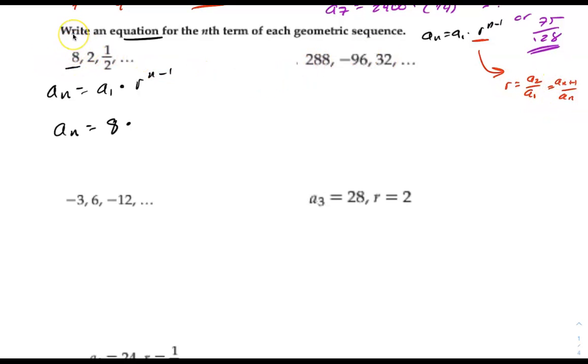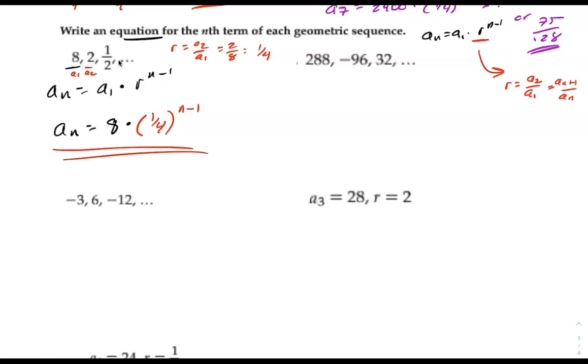So here, my r would be a2 over a1. Say a1's here, a2 is here, second term. So I just put 2 over 8, and I get 1/4. So they're multiplying by 1/4 or dividing by 4 every single time. So right, 8 times 1/4 is 2. That times 1/4 is 1/2. And n minus 1. And there we go.